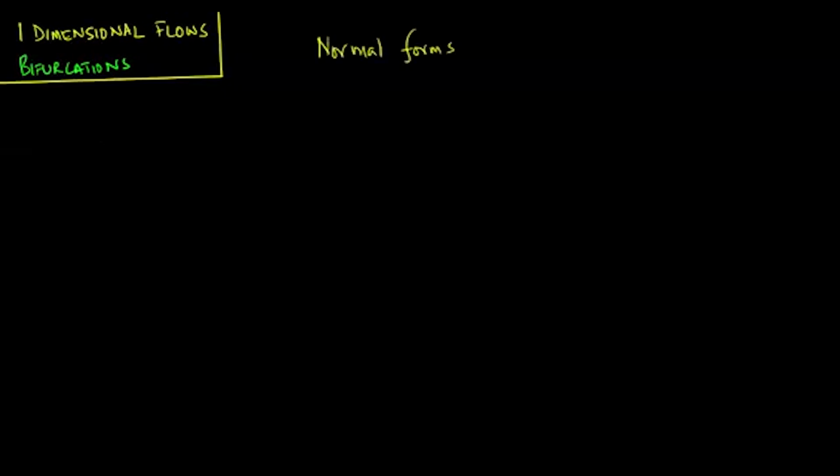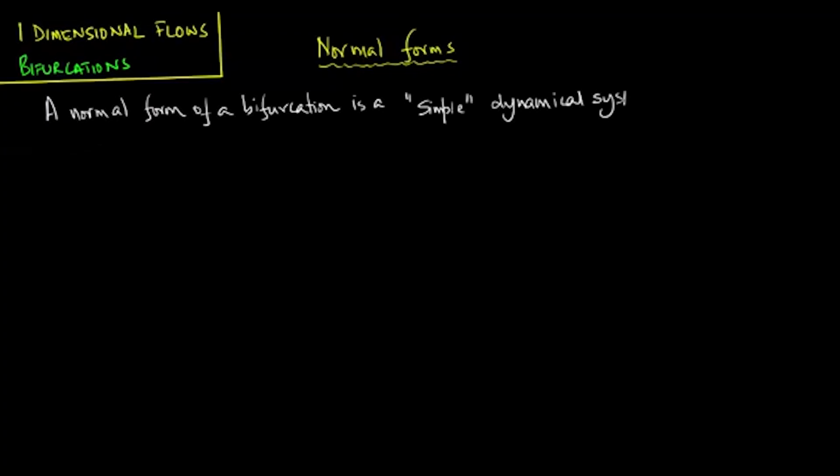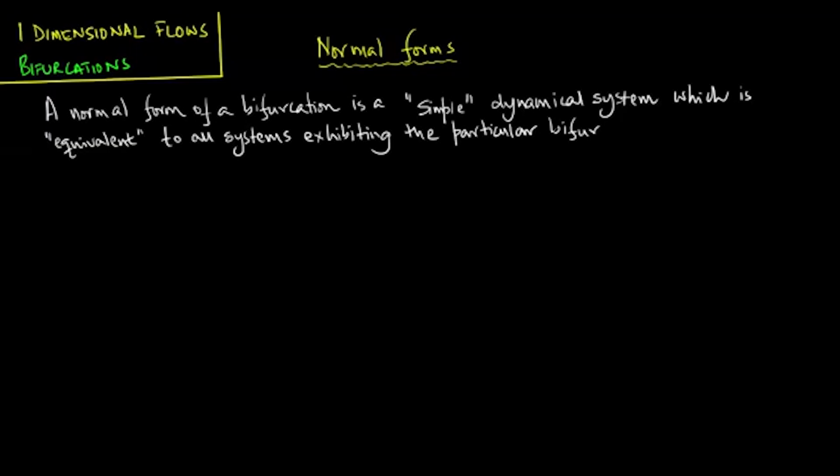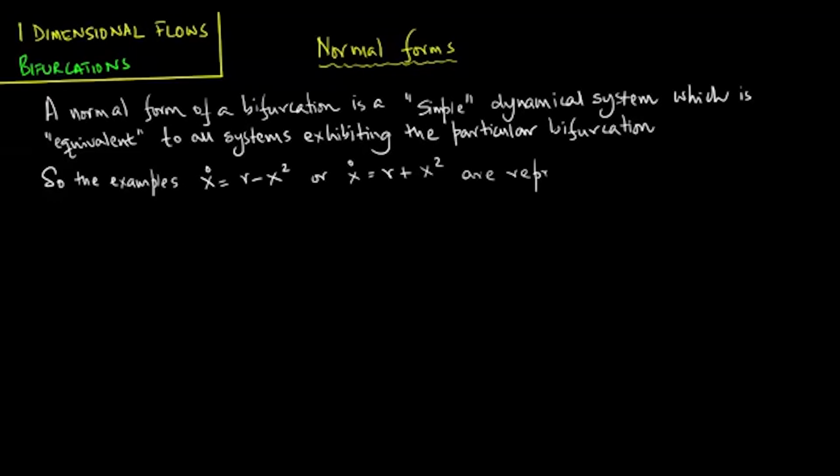So this lecture is going to be on the topic of normal forms. A normal form of a bifurcation is a simple dynamical system which is equivalent to all systems exhibiting the particular bifurcation. So the examples x dot is equal to r minus x squared or x dot is equal to r plus x squared are actually representative of all saddle node bifurcations.